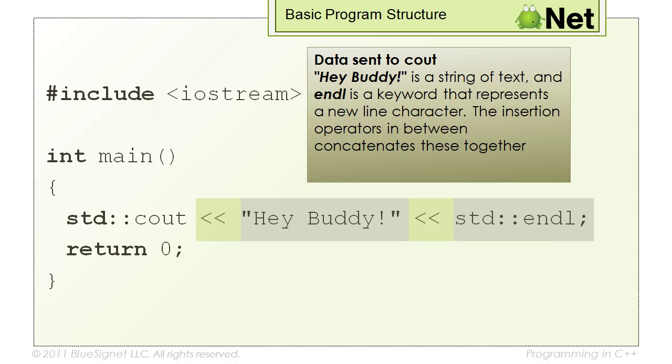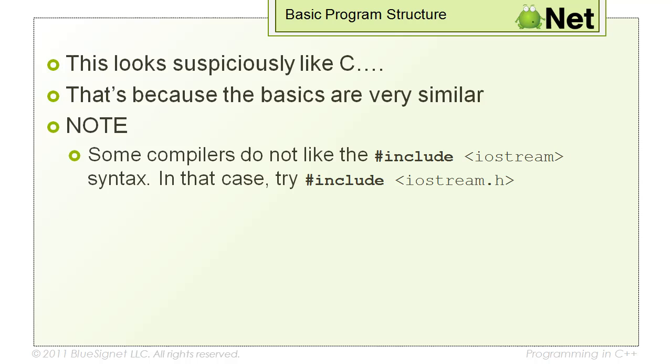We're also sending endl, which is part of the std namespace. endl is basically a keyword that represents a newline character. By doing these two insertion operators, we're simply concatenating these two strings together and piping it to cout. So it looks suspiciously like C. It looks very suspiciously like C. Like we said, this is built on C, so what you're going to see is very similar.